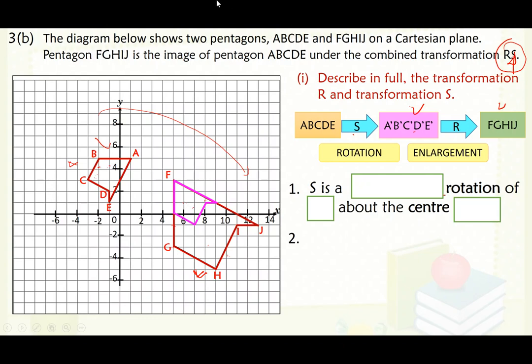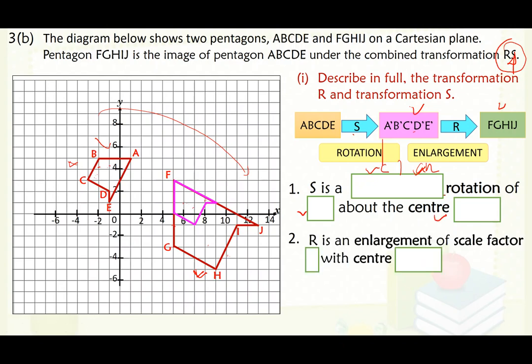You need to know clockwise or anti-clockwise, and how many degrees, 90 or 180. And what is the center? When you write the enlargement, I need the scale factor and the center. So now A, B, C, D, E goes through to A prime, B prime, C prime, D prime. Now I do the rotation. If I want to do the rotation, I must know the center of the rotation.